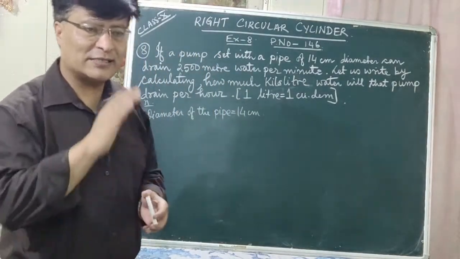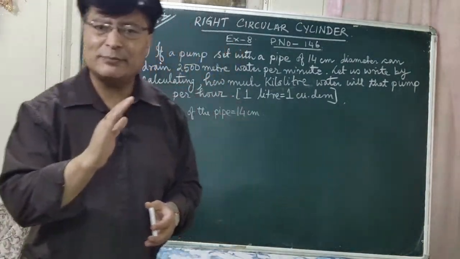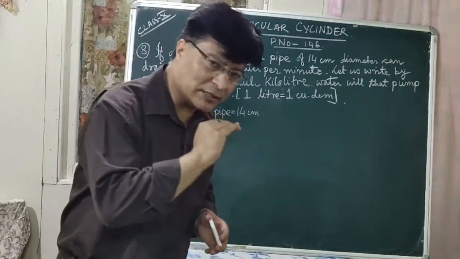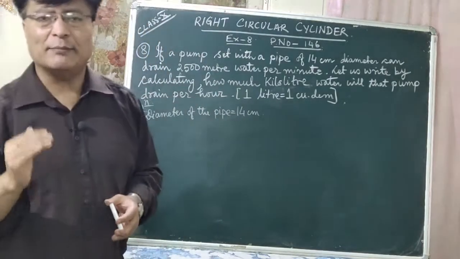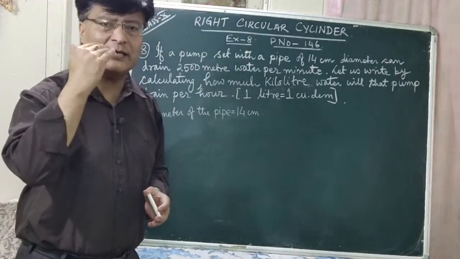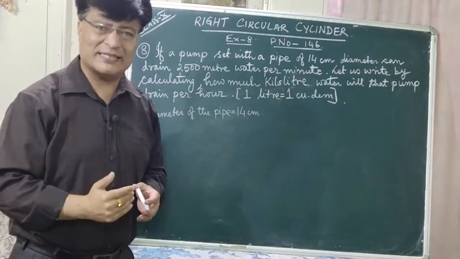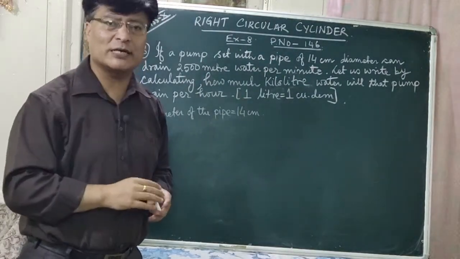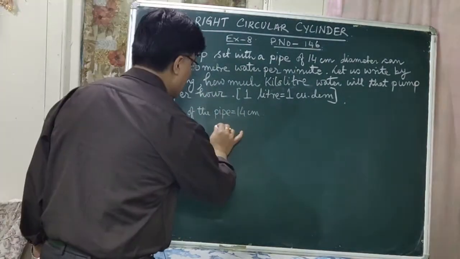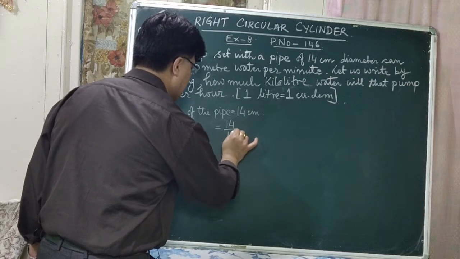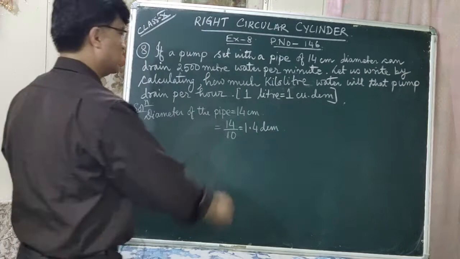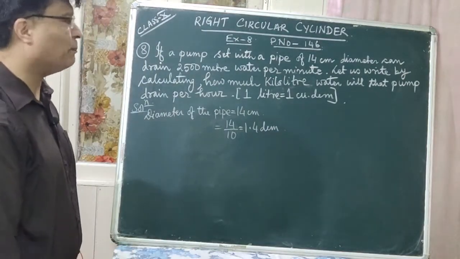Okay? Decimeter is a slightly bigger unit than centimeter. When going from a smaller unit to a bigger unit, we always divide. From centimeter to decimeter is one step up, so we divide the centimeter by 10. So which is equal to 14 divided by 10, which is equal to 1.4 decimeter. So this is the diameter of the pipe.